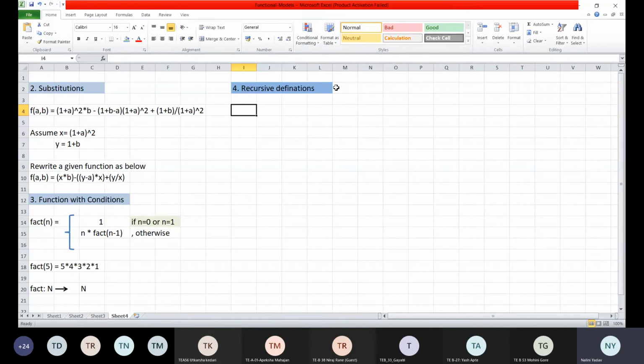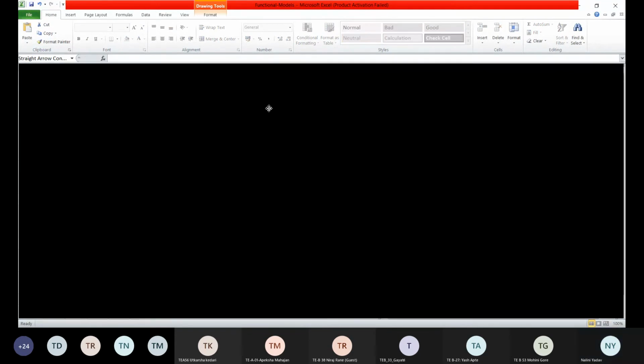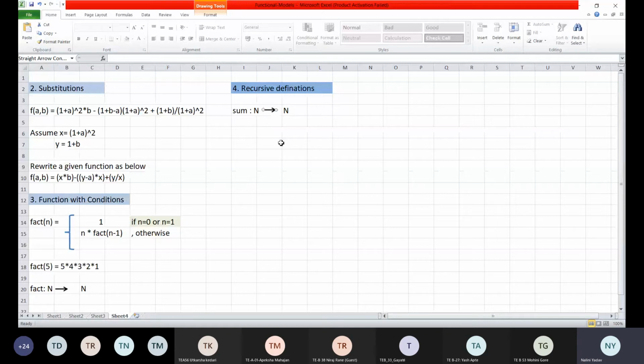Right. So now we will be looking at a recursive function. Let's assume that we need to find the sum of the first n elements. Correct? Sum of the first n elements. Right. So how do you define the recursive function for this? First I will write the sum like this: sum goes from n to n. Like this we will define the sum. A natural number n gives us an answer which is a natural number, right?